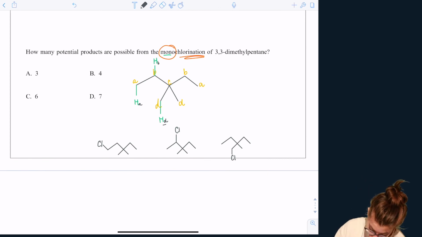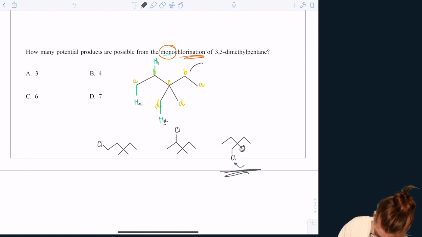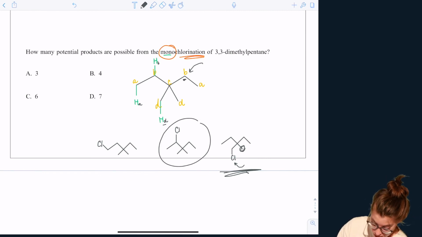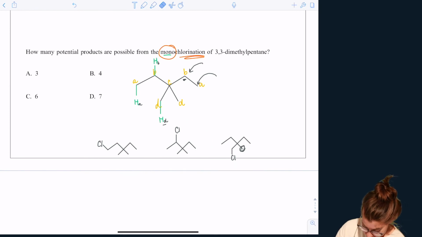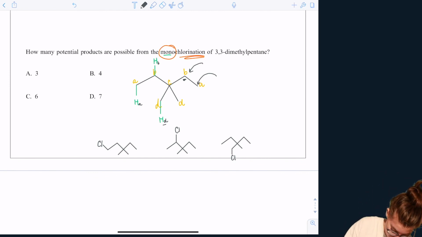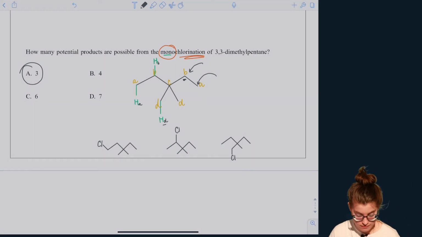If I draw a chlorine over here instead, I will just be redrawing this molecule. If I draw the chlorine getting added to this carbon, I'd be redrawing this molecule. And if I drew the chlorine on this carbon, I'd be redrawing this one. We don't want to draw the same molecule twice, otherwise we'd be counting it twice. So there are only three possible products that we could form from the monochlorination of 3,3-dimethylpentane. So the answer is A.